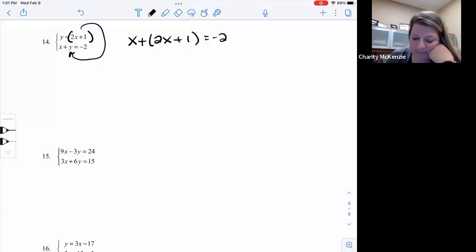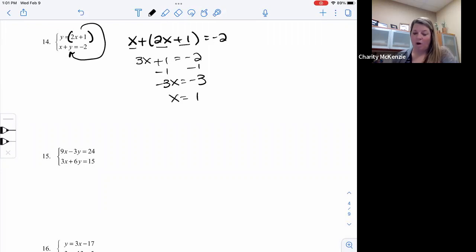So then I really have x plus 2x is 3x. Plus the 1 equals negative 2. Keep solving. Minus 1, minus 1. I get 3x equals negative 3. Divide, and I get x is 1. Okay, now how do I find y?